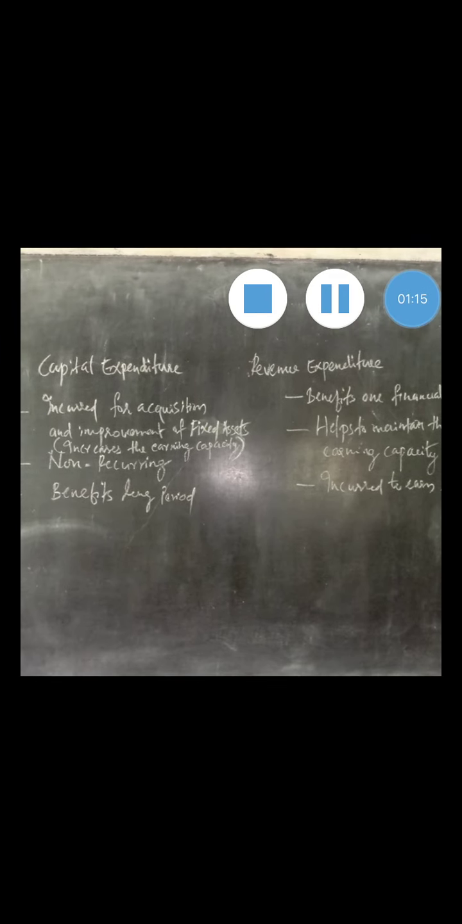Capital expenditures are those expenditures which are incurred in connection with the acquisition of fixed assets or in addition to a fixed asset, or which will improve the earning capacity of a business. So, to understand it in the simplest way, we can say that the purchase of a fixed asset is the best example for capital expenditure. That is incurred for the acquisition or the improvement of the fixed assets.